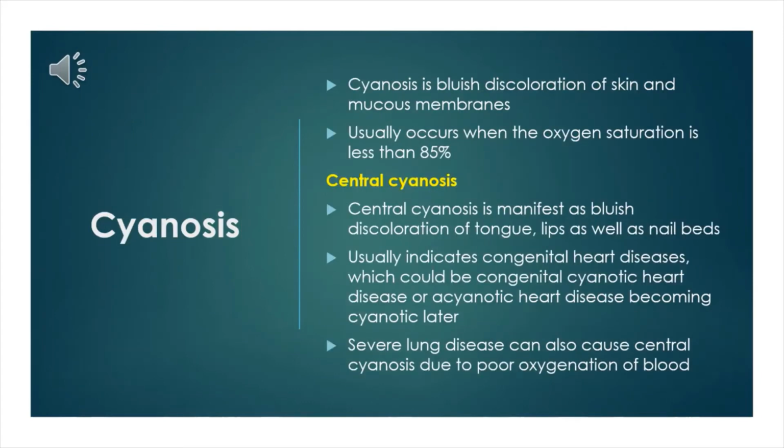Cyanosis is bluish discoloration of skin and mucous membranes. Usually it occurs when the oxygen saturation is less than 85%. Central cyanosis is manifest as bluish discoloration of tongue, lips as well as nail beds. Central cyanosis usually indicates congenital heart diseases, which could be congenital cyanotic heart disease or acyanotic heart disease later becoming cyanotic due to reversal of shunt when pulmonary hypertension develops. Severe lung disease can also cause central cyanosis due to poor oxygenation of blood.